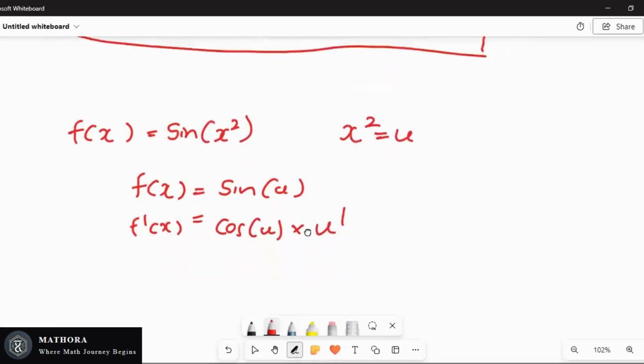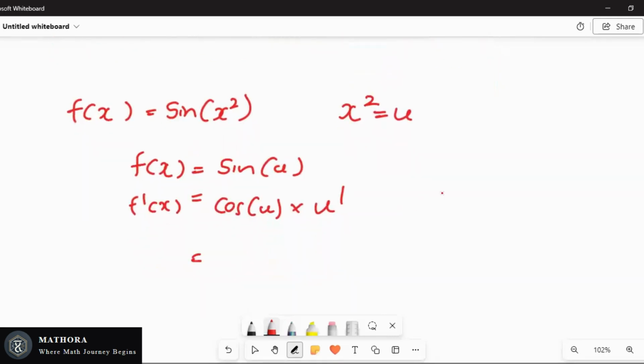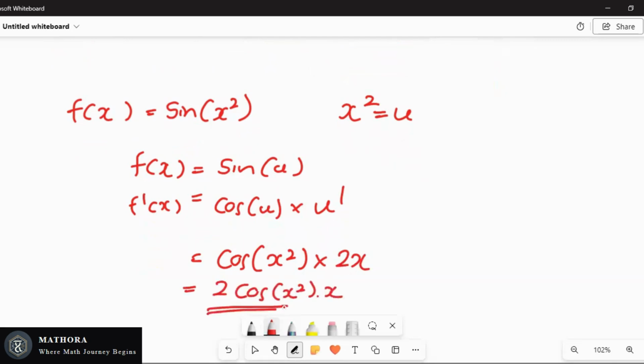So cos u, we can write it back again, u means x to the power of 2, times u dash. The derivative of x to the power of 2 is 2 times x. So the answer will be 2 times cos x squared times x. Boom. That's the derivative. Notice how we differentiated the outer function first, then the inner function, and multiplied them together.